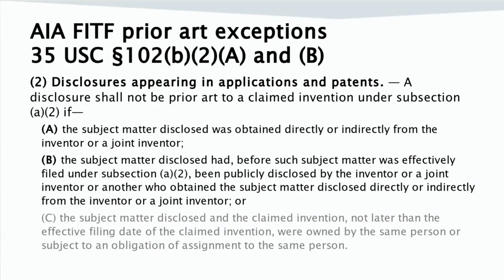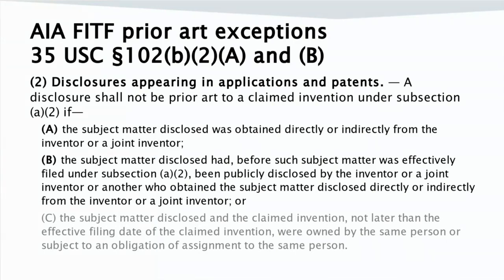Now let's discuss the exceptions to 102(a)(2) prior art. 35 U.S.C. 102(b)(2) provides exceptions to the use of certain U.S. patent documents as set forth in Section 102(a)(2). The first two exceptions of Section 102(b)(2) are similar to the two exceptions of Section 102(b)(1) that apply to grace period prior art. The 102(b) exceptions apply to using U.S. patent documents that would otherwise qualify as prior art as of their effective filing dates.